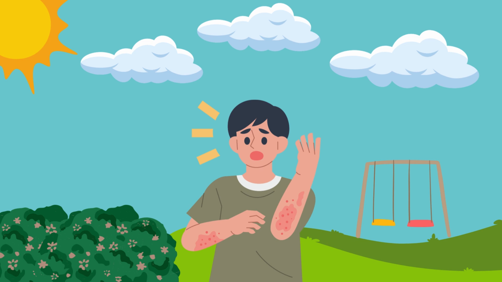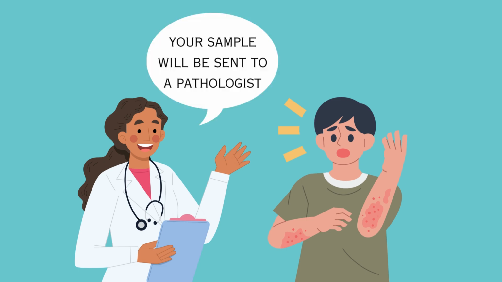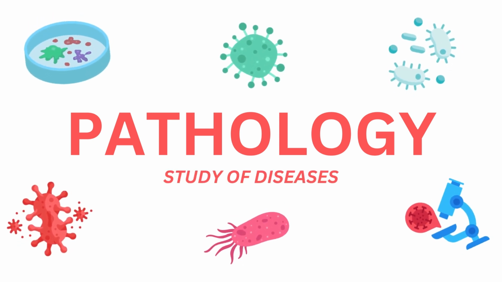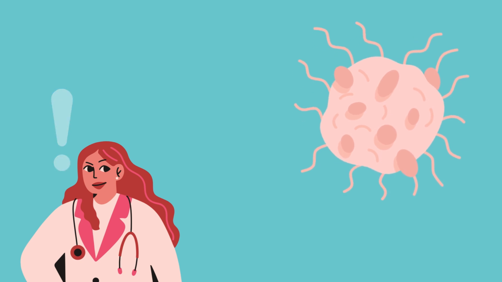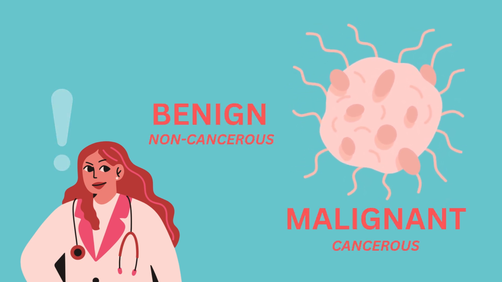After spending a day at the park, you notice a serious rash on your arm and promptly visit your doctor. She has a look, but tells you she'll need to send a tissue sample to a pathologist. But what does that mean? Pathology is a study of disease, spanning everything from infectious influenza to cancer. But how do doctors know whether tumors are benign or non-cancerous or malignant and prone to causing cancer?